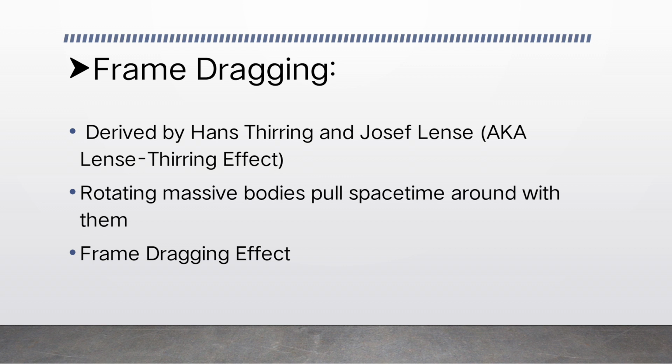Frame dragging. Frame dragging was derived by Hans Thirring and Joseph Lense. Rotating massive bodies pull space-time around them. Frame dragging measurements: current data analysis yields 15% statistical uncertainty, hoped to be down to 1% by 2010.